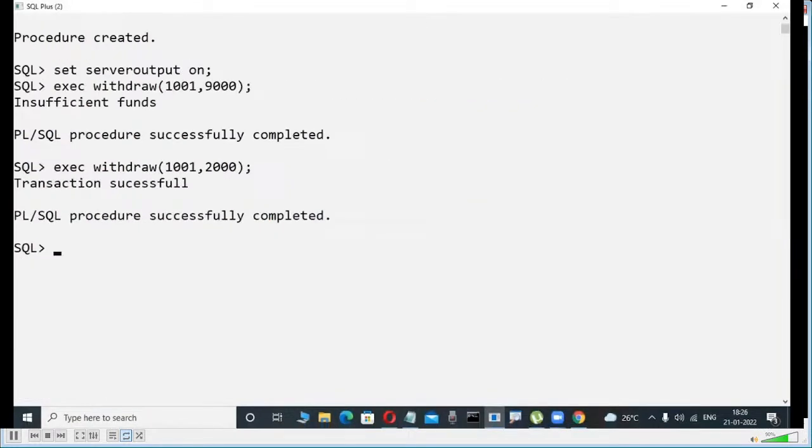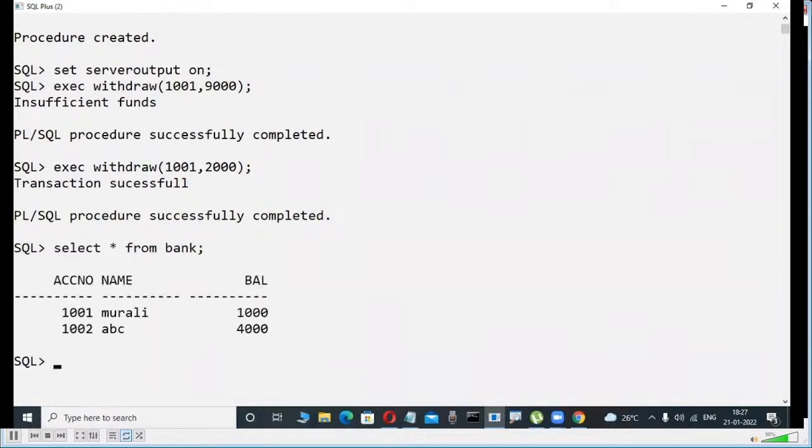Now really, is that affected in a table or not? It is compulsory that it is affected in the database, then only is your transaction, your banking system, okay. So now it is successful. And now check it out, is it really correct? In my bank table I try to observe it. So now here, yes, bank is a table. Now check it out, yes, here.